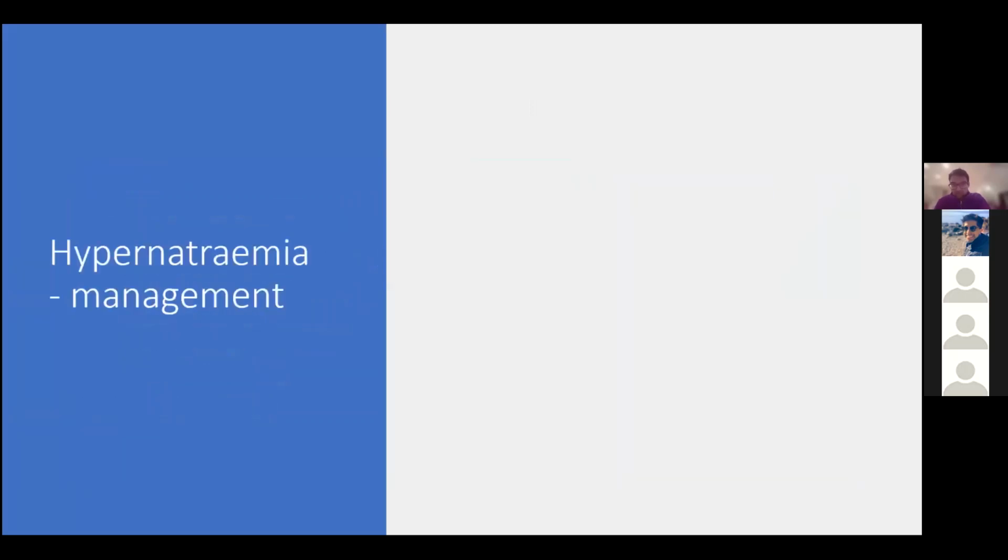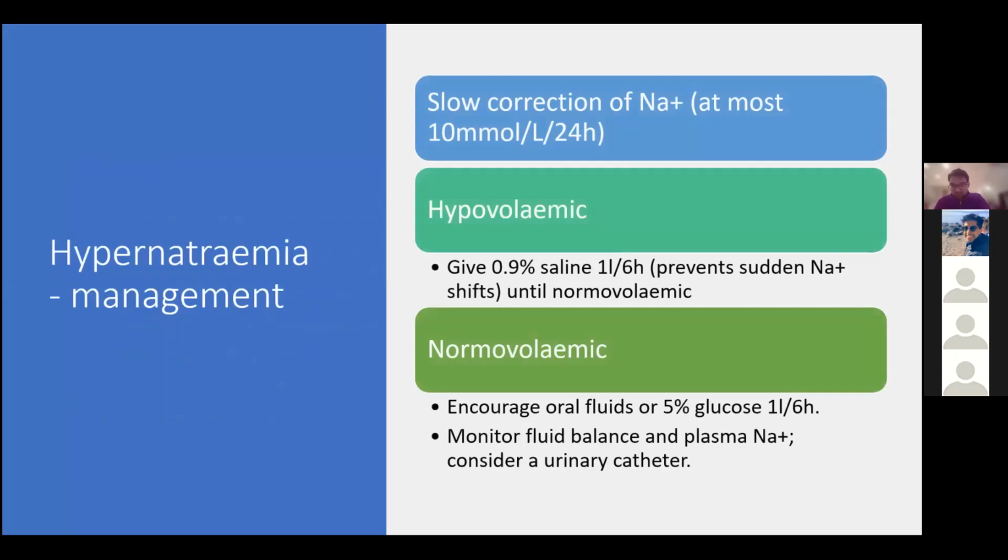How do you manage hypernatremia? You want to slowly correct their sodium. Again, no more than 10 millimoles per litre in the day. If they're hypovolemic, you give them 0.9% saline until they're normovolemic, usually 1 litre every 6 hours. And while this is quite counterintuitive, it's important to remember that 0.9% saline is actually relatively hypotonic compared to the patient's plasma when they're hypernatremic. And it will also help to prevent any sudden shifts in sodium.